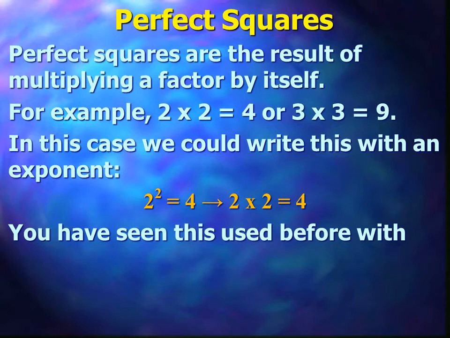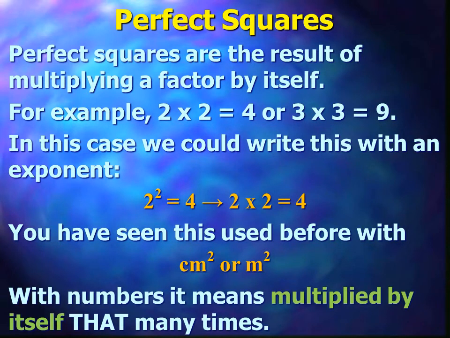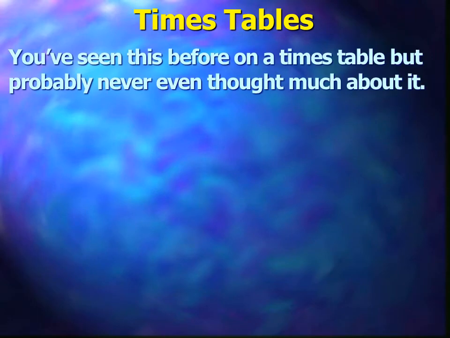Now, you have used exponents like this before when we have looked at centimeters squared or meters squared. But with numbers, it means multiplying by itself that many times. So in this case on the screen, 2 squared equals 2 times 2. You have seen this before in a times table, but you probably never even thought that much about it.